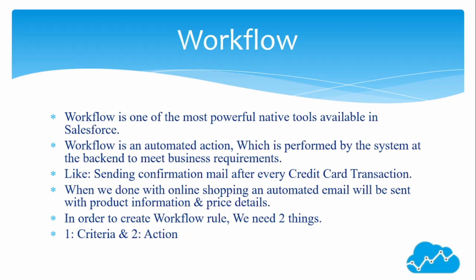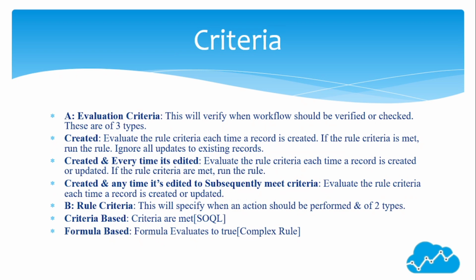In order to create a workflow rule, we need two things: criteria and action. Evaluation criteria. This will verify when the workflow should be verified or checked. These are of three types: created. Evaluate the rule criteria each time a record is created. If the rule criteria is met, run the rule. Ignore all updates to existing records.